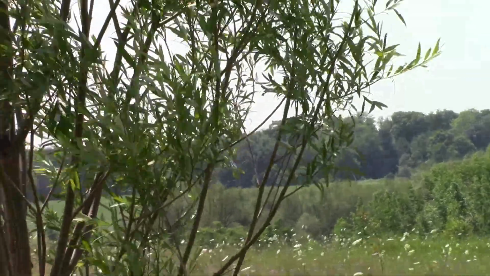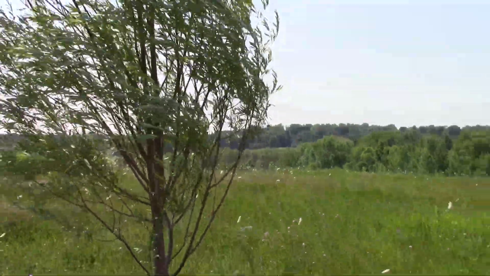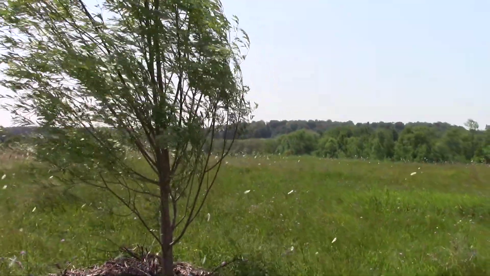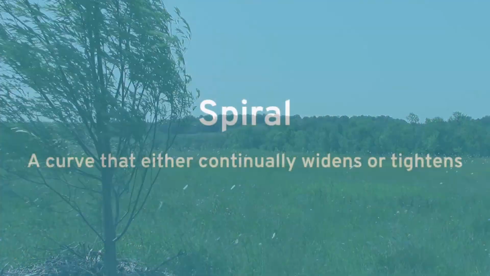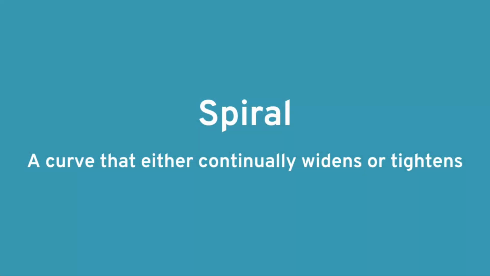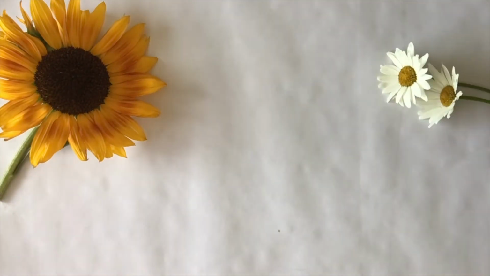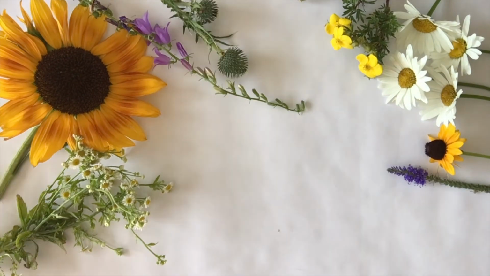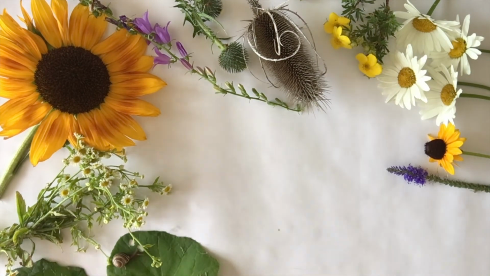You are exploring nature, and as you look around you, you realize that many plants and even some animals exhibit a spiral pattern. Spirals are curves that either continuously widen or tighten. A spiral can grow larger and spiral outward, or it can grow smaller and spiral inward. You collect pine cones, flowers, shells, snails, and anything else with a shape that resembles a spiral.